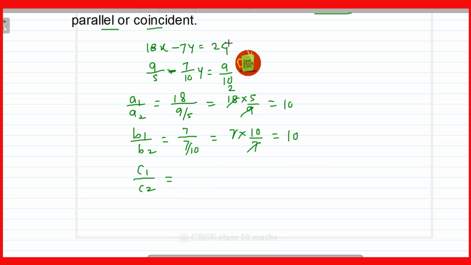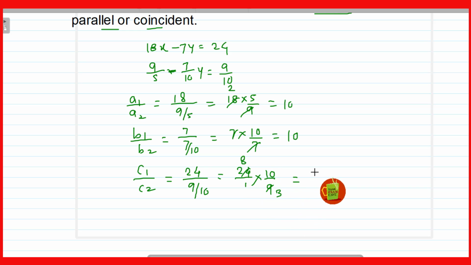c1 upon c2, that is the ratio of the constant terms, so it will be 24 upon 9 by 10, which is equal to 24 upon 1 multiplied by, take a reciprocal of this, that is 10 by 9. So 3 3s are 9, 3 8s are 24, and which is equal to 80 by 3.